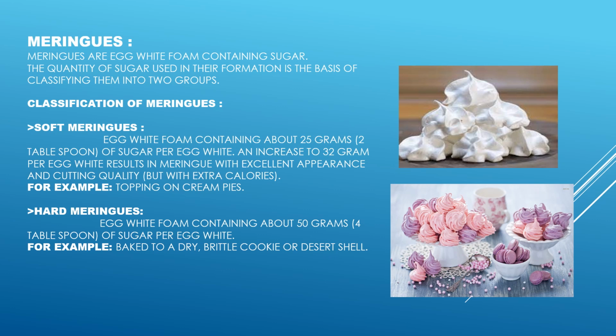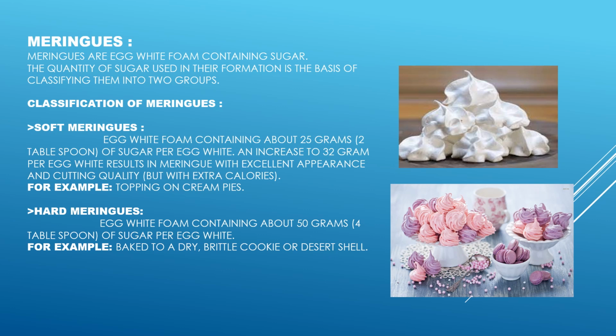Meringues. What are meringues? These are egg white foam that contains sugar. That's a very simple definition. What we have been studying are the foams that are purely made from egg whites. But once sugar is added to those egg whites and they are beaten likewise to create a foam and to create volume in it, it is called meringue. So by definition, meringues are egg white foam containing sugar.